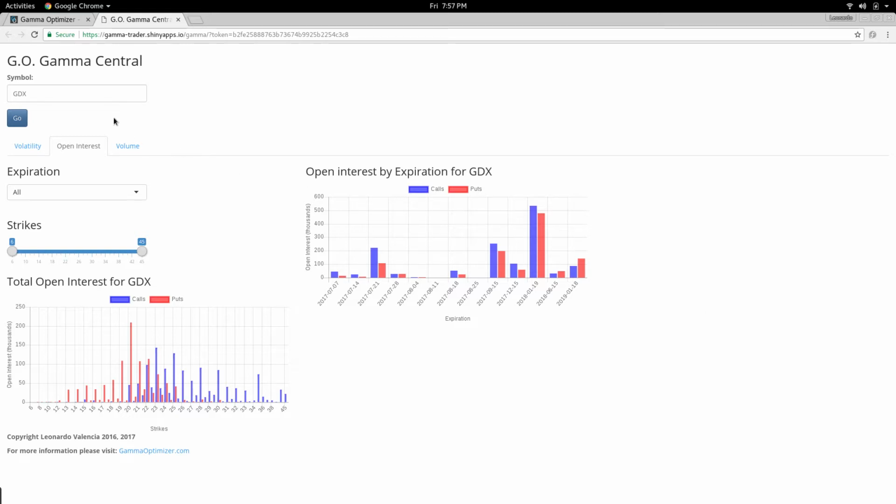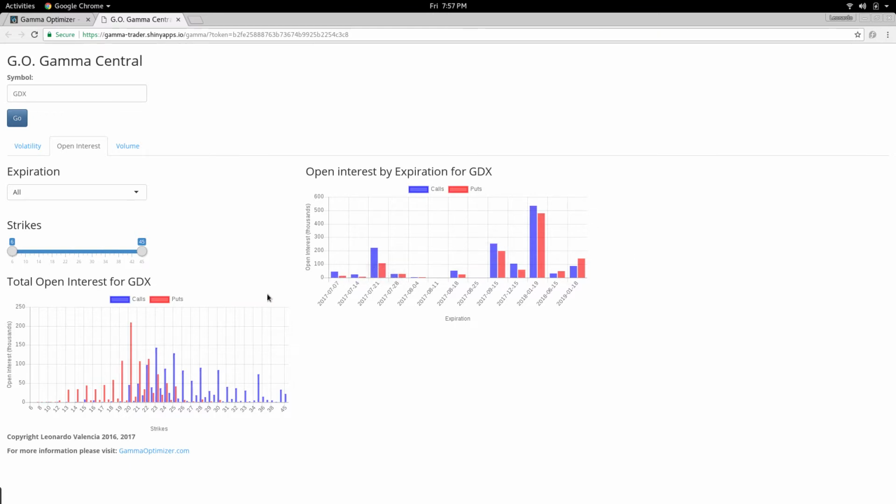So for instance, in the case of GDX, you can see that January 19, 2018 is the expiration with the most contracts open so far. You can see it broken down by calls and puts, and right here I'm showing it in thousands. This gives you an idea of how trading on GDX happens. There is a bunch of open interest here, but it dwarfs in comparison with the January expiration. It has been a very active expiration all year long, basically.